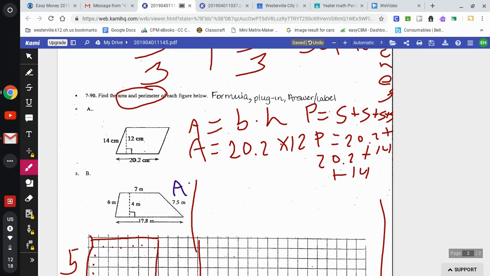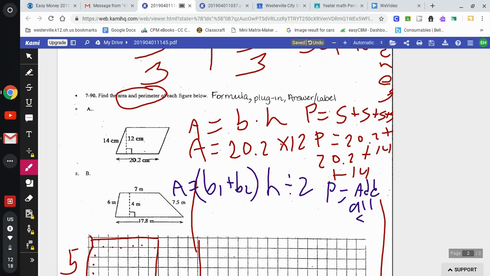And then the tricky one here on the bottom is that trapezoid. Again, area is base 1 plus base 2 times the height divided by 2. And then again, your perimeter is going to be add all the sides. All sides are just 1, 2, 3, 4 all the way around.